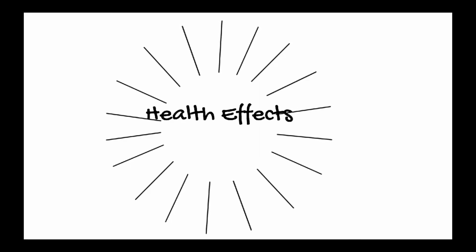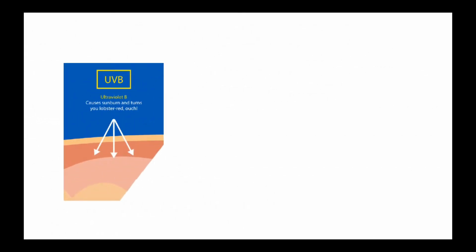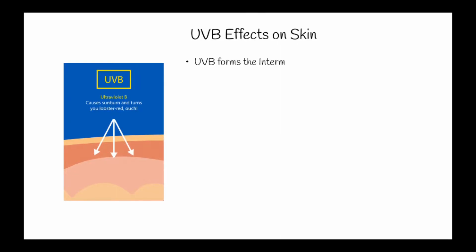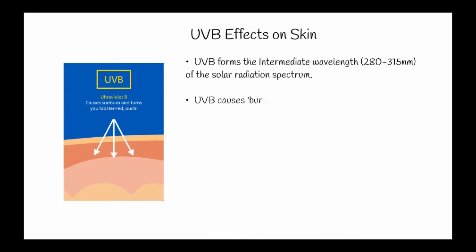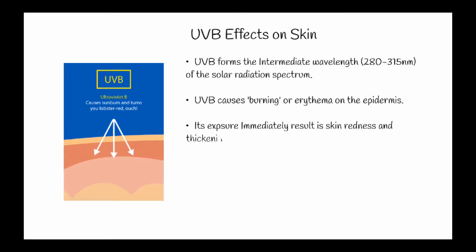Health effects on skin. UVB effects on skin. UVB forms the intermediate wavelength of 280 to 350 nanometer of the solar radiation spectrum. UVB causes burning or erythema on the epidermis. Its exposure immediately results in skin redness and thickening of the stratum corneum.